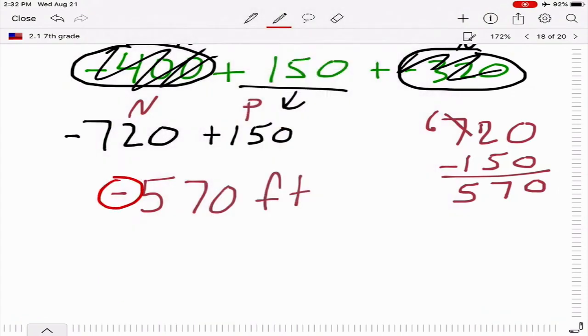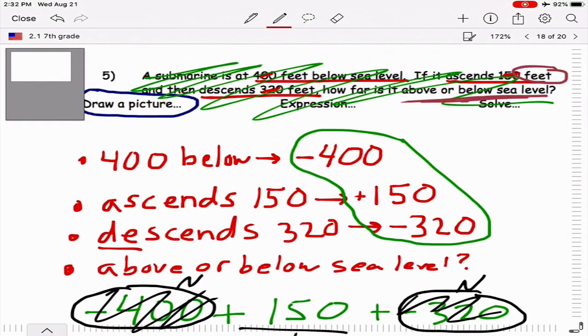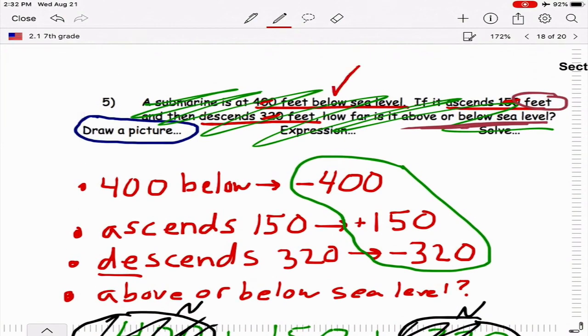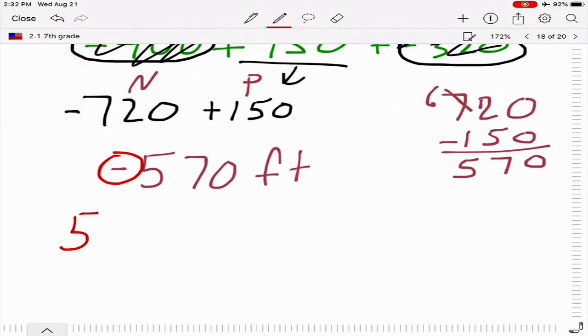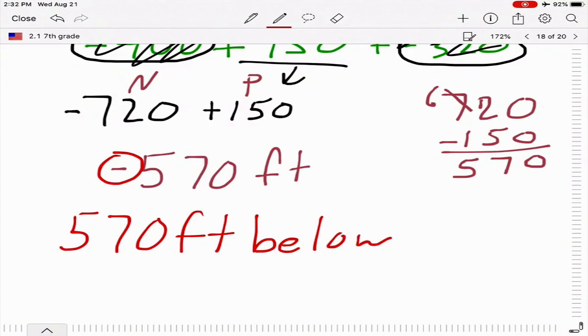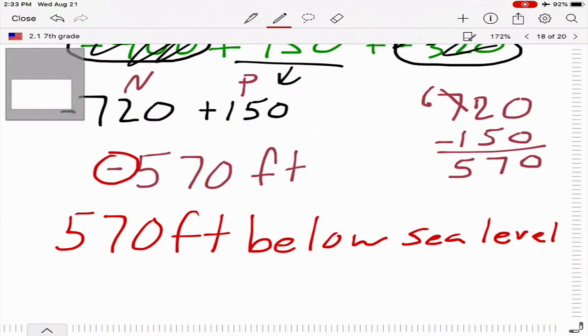Well, don't overthink this. What word over here did we use as a negative? Right? Did we use the word below as a negative? So all I got to do now is say 570 feet, right? Watch this. Below sea level. And that is my final answer.